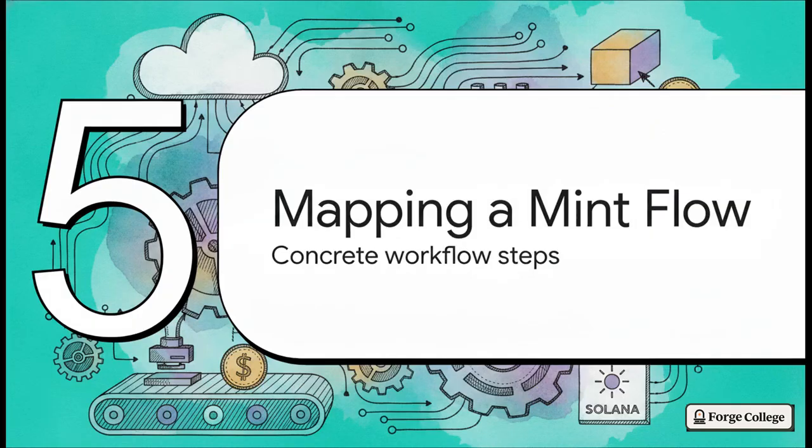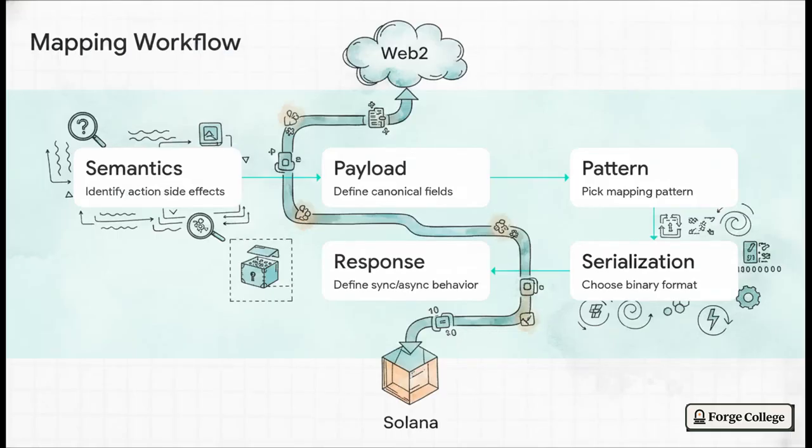Let's put this into practice with part 5, mapping a minting flow. Here is your strictly sequential 5-step instruction manual to turn any Web2 endpoint into a successful Solana transaction. Step 1, identify the semantics. 2, define the canonical payload. 3, choose your mapping pattern. 4, implement the serialization, and 5, define the response.